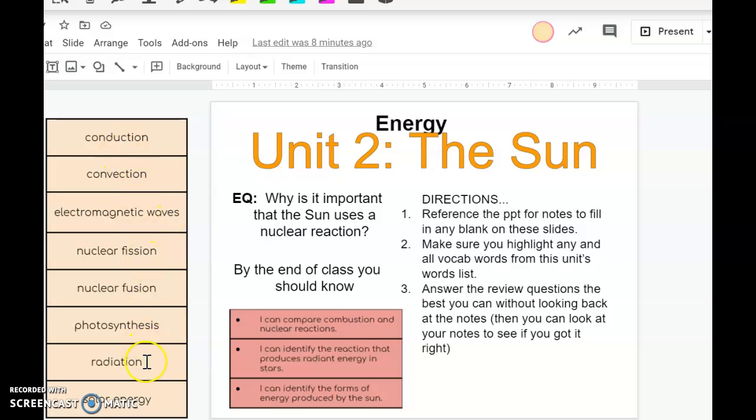These are your vocabulary words over here. Anytime you see one of those, you should highlight it. And these are your directions. I'll let you pause the video and read those directions.